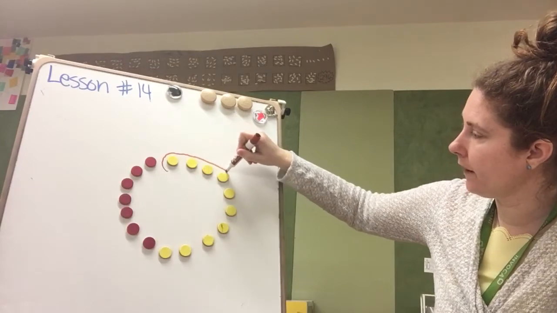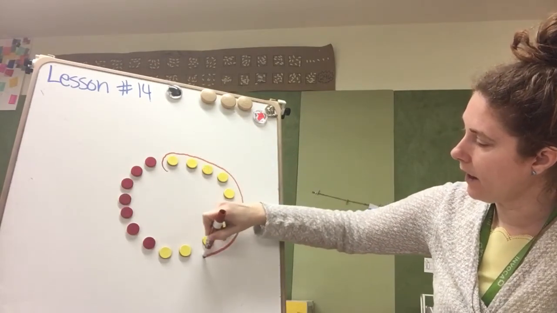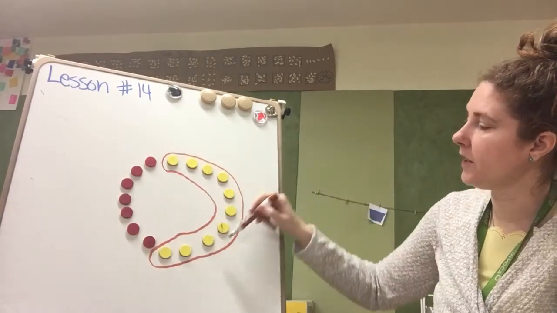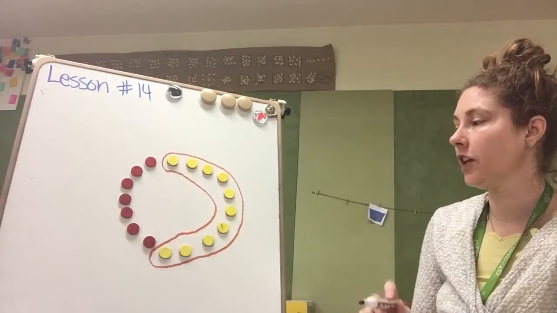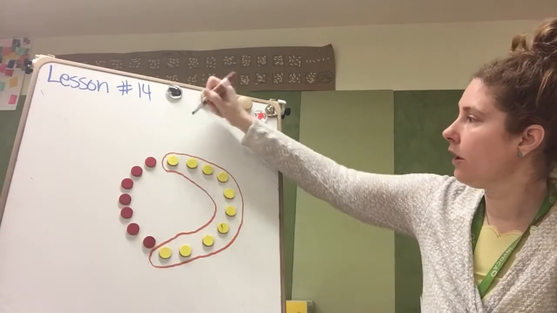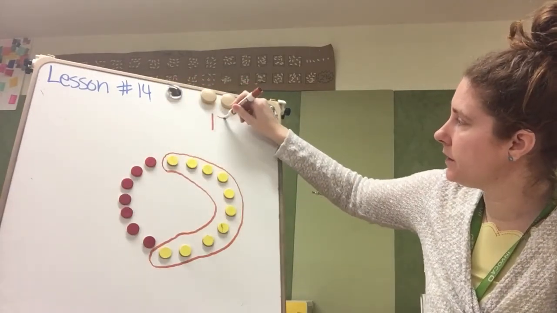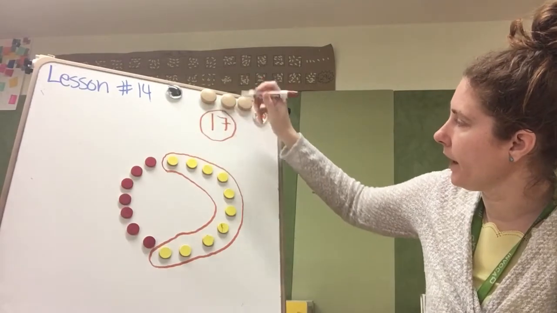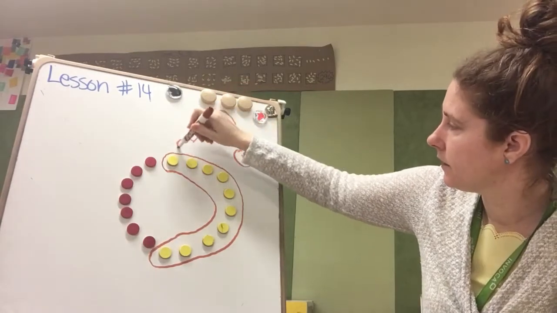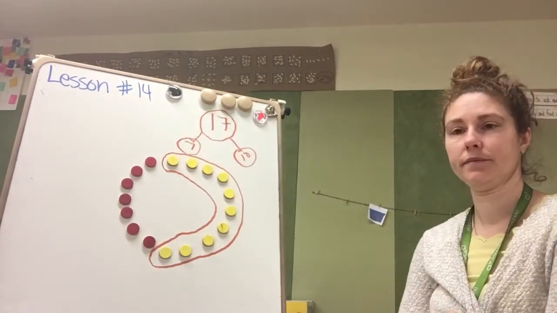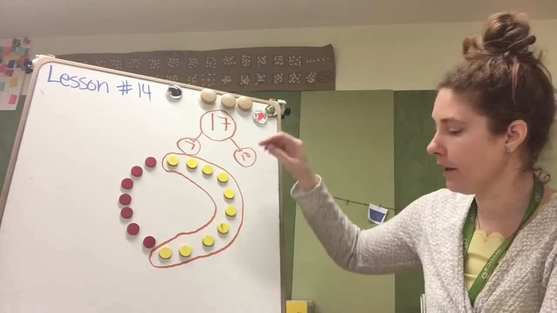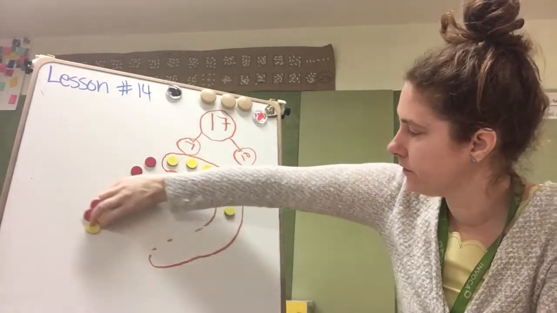1, 2, 3, 4, 5, 6, 7, 8, 9, 10. So here's my group of 10 dots. This is what's left over. 1, 2, 3, 4, 5, 6, 7. So our total is 17 dots I put around the plate. And then our parts are 10, and 7. Awesome. Let's try it one more time with a different teen number. So let me move our dots over.